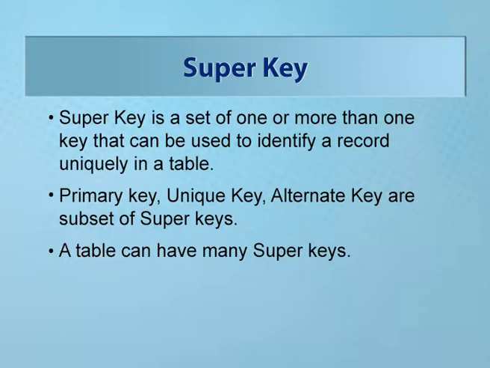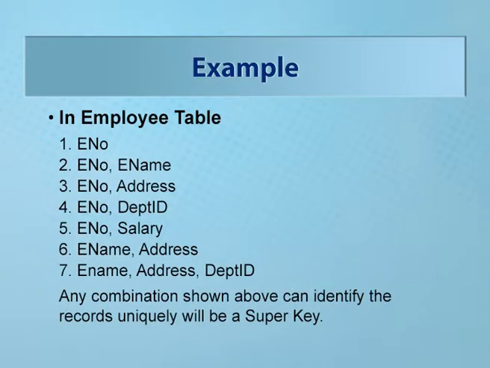Under the super key, the primary key, the unique key and the alternate key come into this category. All these 3 keys are nothing but subsets of the super key. The super key is the superset, which has several kinds of combinations available in order to identify a unique record. A table can have many super keys. Let us see with the help of an example.